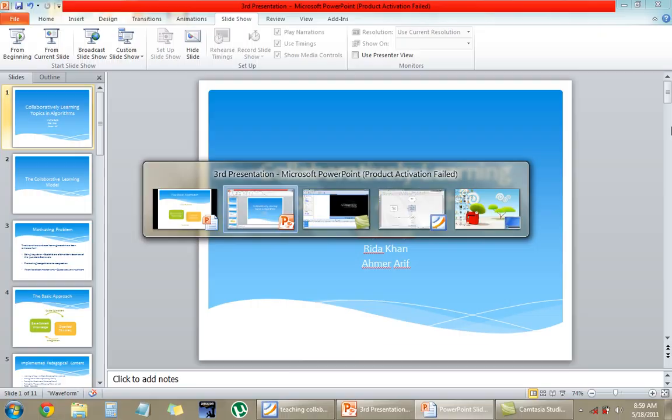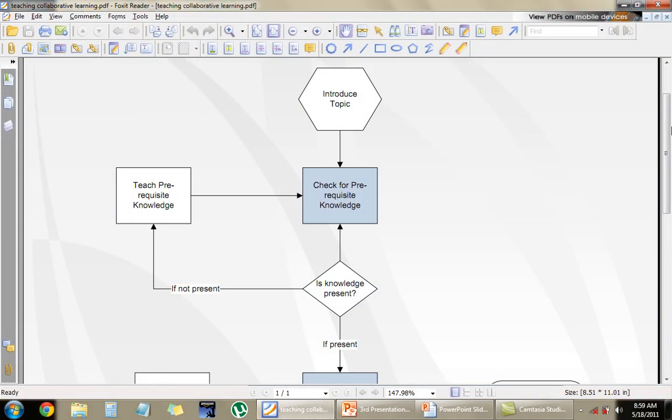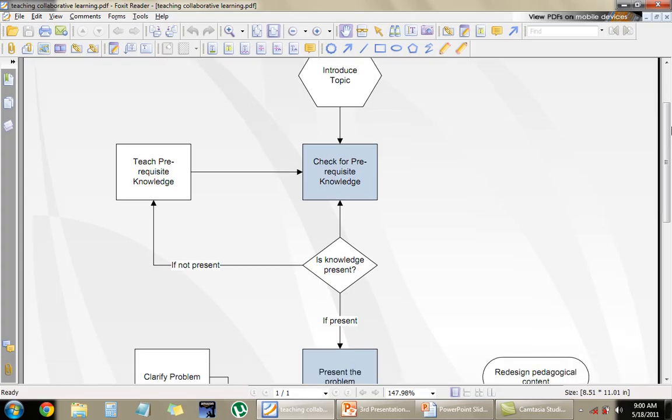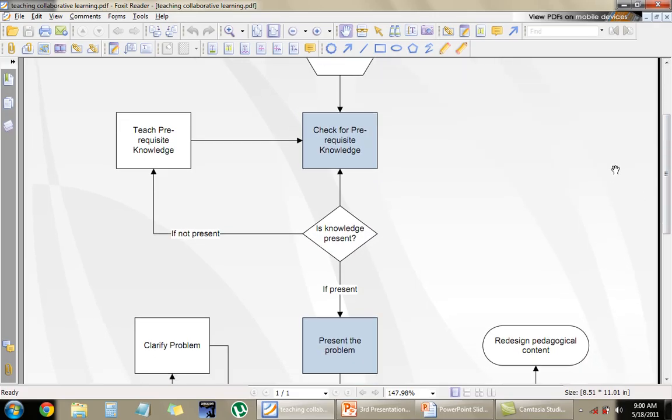A more detailed diagram of the model has been devised, and we will show it here. It's pretty straightforward. It's a UML based diagram. That is, you introduce the topic which you will be covering, and the first thing you do is check whether all the students have a prerequisite level of knowledge.